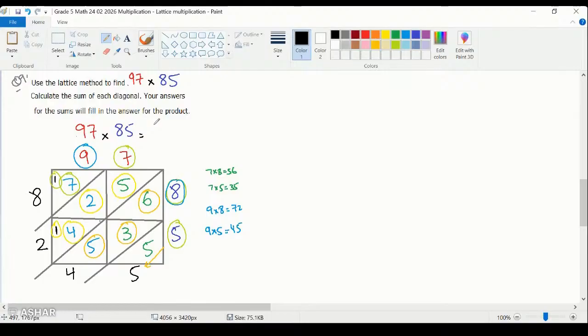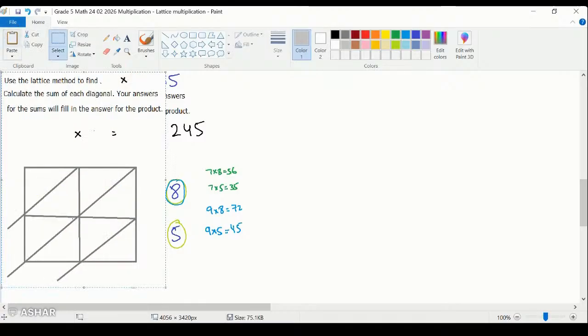The answer should come out to be 8,245. Okay, 8,245 should be the answer. Let's verify. 97 multiplied by 85 is 8,245. Okay, let's do one more example, then we'll do the questions from the test.